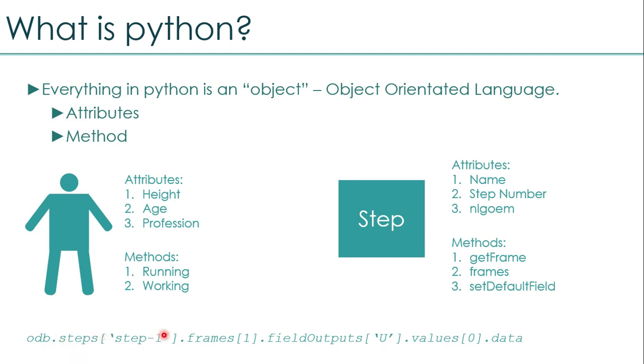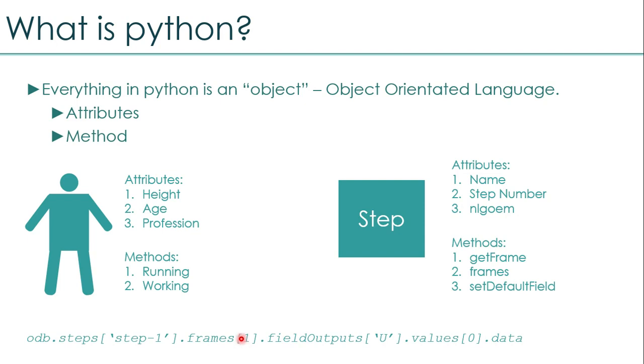So you have to use these square brackets to use the particular method. Okay. So now you have the step 1 data till here, and if you want to use further the frames inside that step, then you have to use this particular frames method. So what will it give again? It will give an array of frames, right? It will give all the frames available in that step.